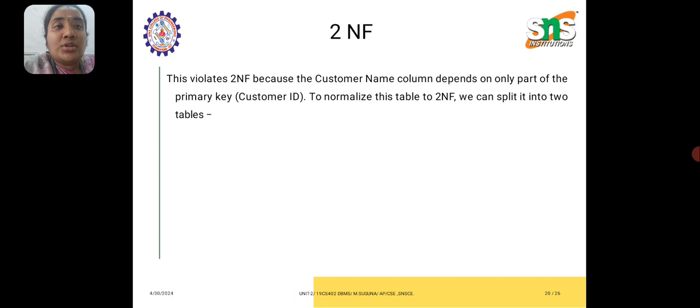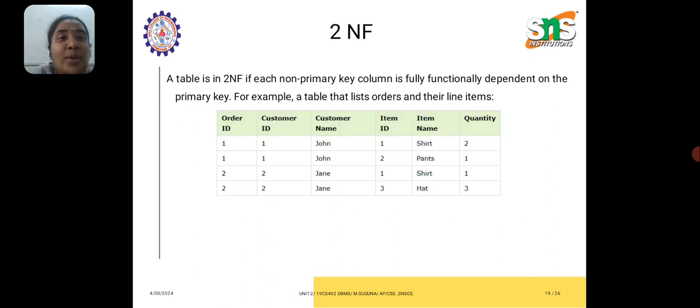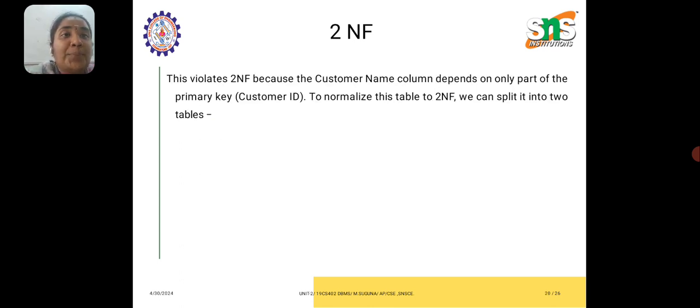This violates second normalization form because the customer name column depends only on part of the primary key, the customer ID. For John the customer ID is 1, and his item is 1, a shirt, with its quantity. This customer ID is a unique one. John's name came two times but the customer ID is 1 only. Like that, Jane's name came two times and the customer ID is 2 only. So this customer ID is part of the primary key.